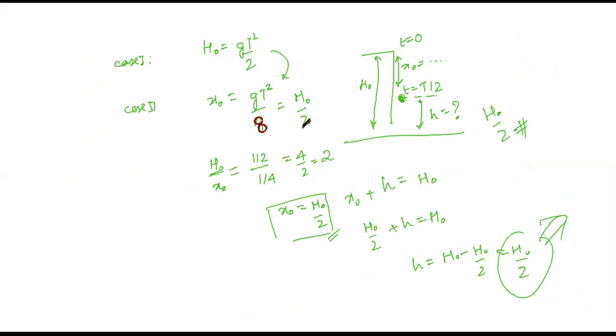Which is h naught by 4, right? And therefore this is 4. This one is also 4, and so you will have h naught by 4 here, so you'll get the value as 3 by 4 h naught.